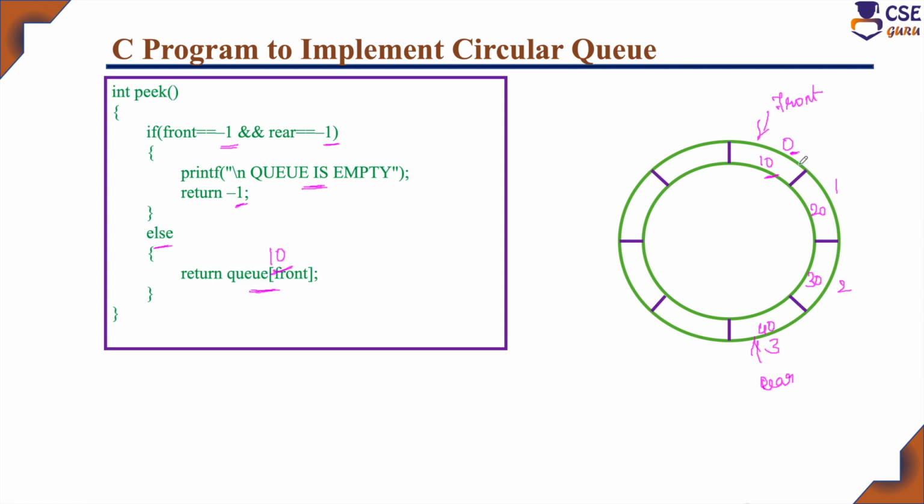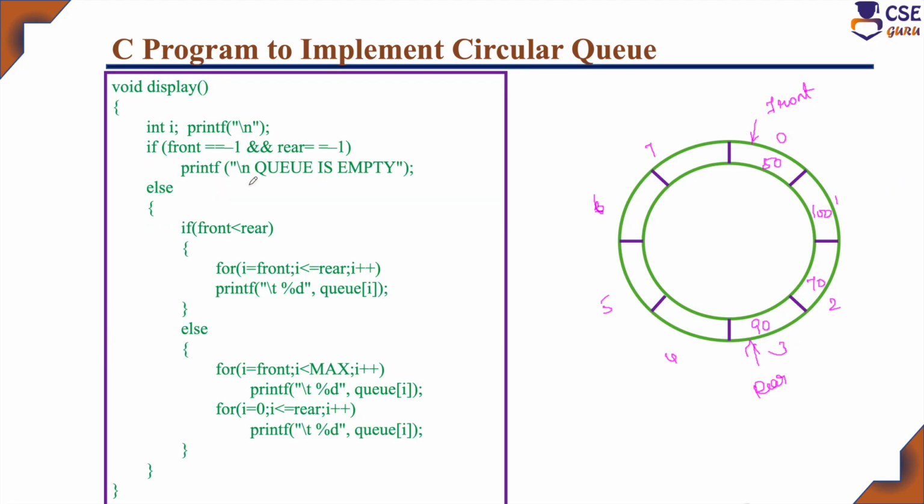That's it. Suppose this is deleted and front is pointing here, the first memory location. In this case, it will return 20 as the result. It will just return the value placed in the front pointer position. That is nothing but the peek operation, otherwise called the front operation.